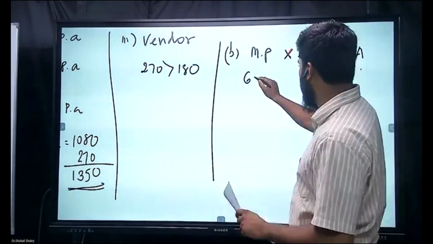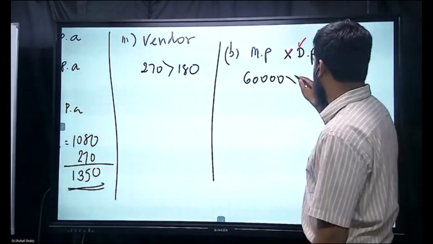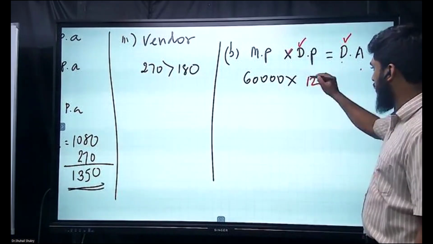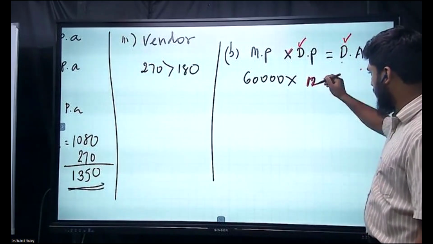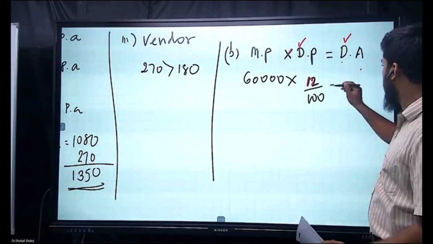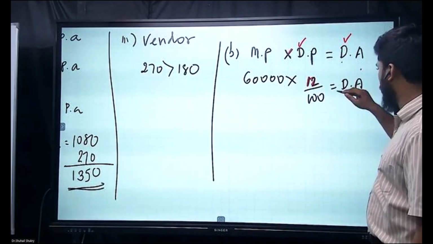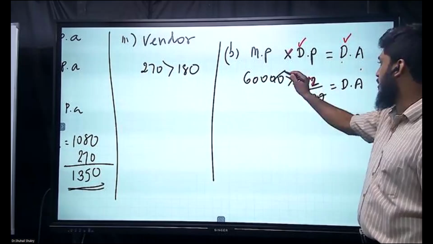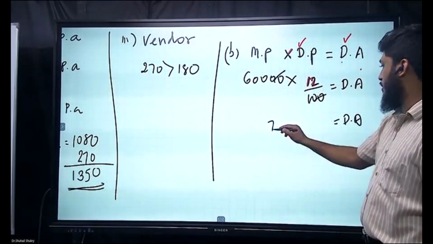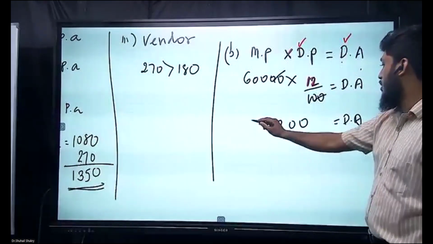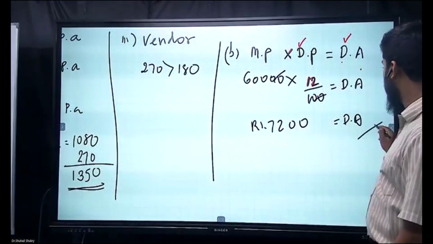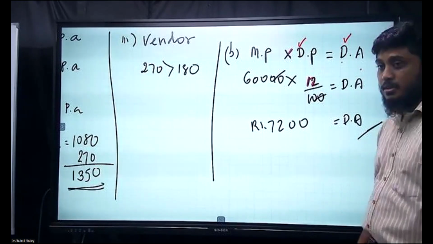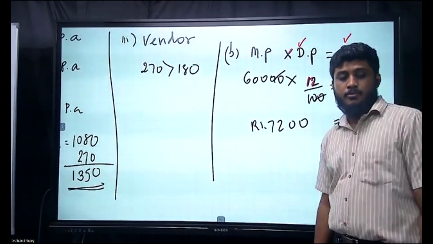So mark price is how much? 60,000. Discount percentage is how much? 12%. So we'll put 12 over 100 equal to discount amount. Don't go to write the value here. You can get a value after simplifying this. Then 6 into 2, 7,200. 7,200 discount. Very good. Okay?